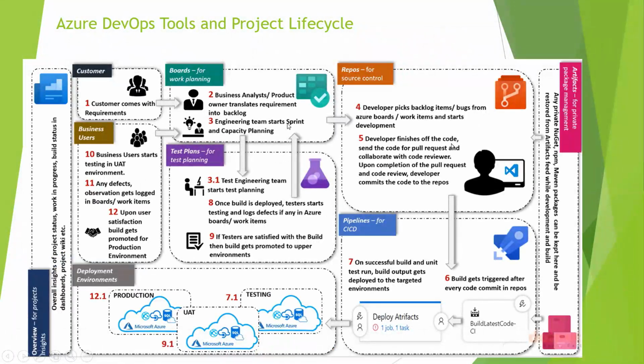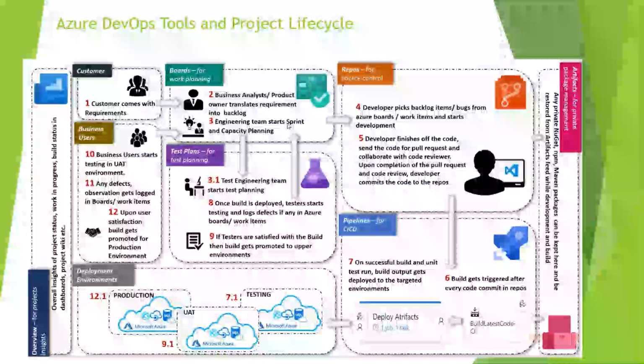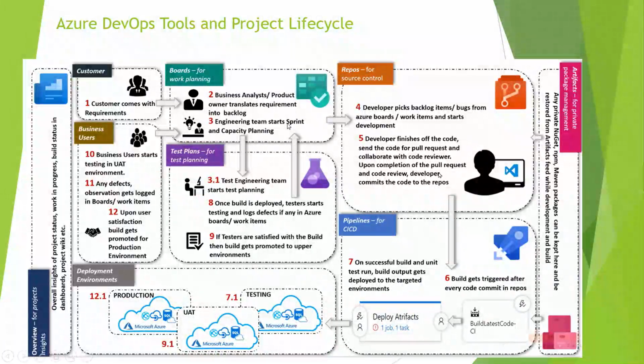So the developer finishes their code changes, sends the code for a pull request, and collaborates with code reviewers. There will be code reviewers, right? If you take a team, there will be freshers or interns in many teams. We cannot allow everyone to blindly commit their changes. There should be a review mechanism. That's where the pull request mechanism comes into the picture.